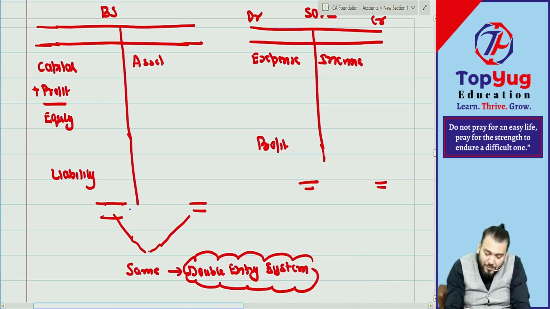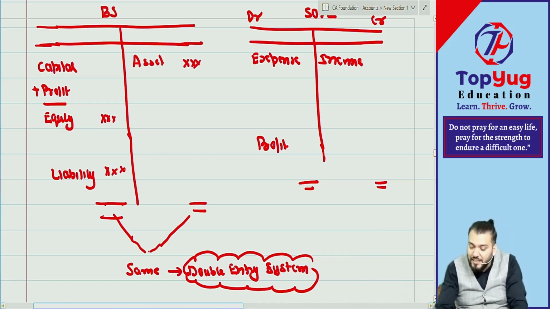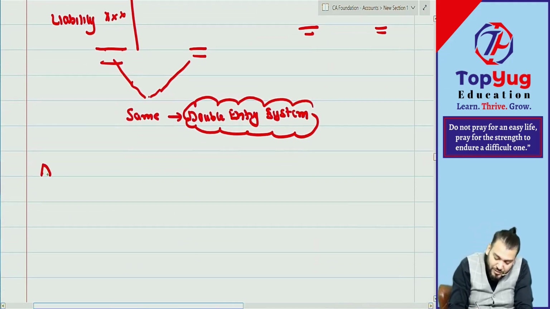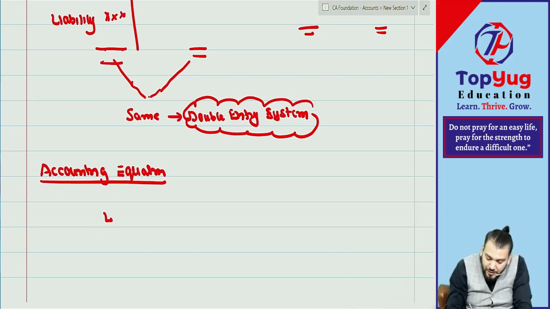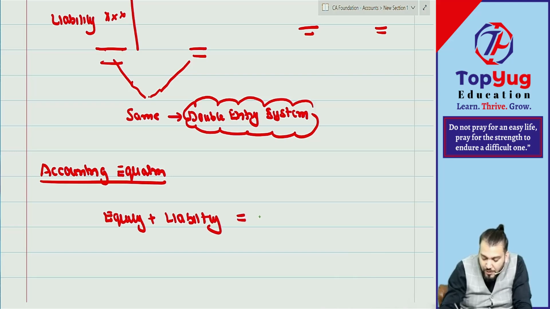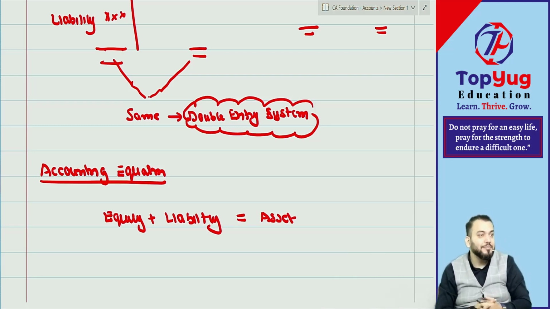So can you say we can derive one equation, if this plus this should be equal to this? Yes or no? So what is the equation? Our accounting equation says, what does the accounting equation say? Accounting equation says that equity plus liability must be equal to what? Asset. This is the accounting equation. Equity plus liability must be equal to asset.